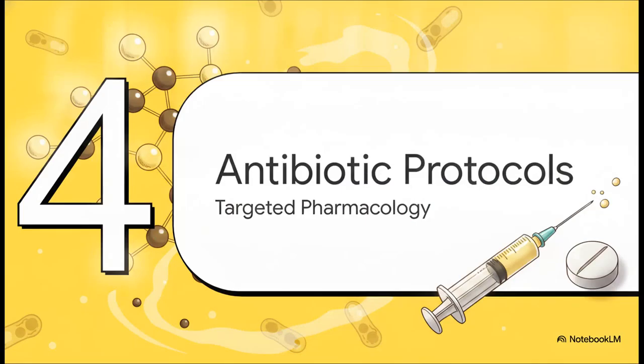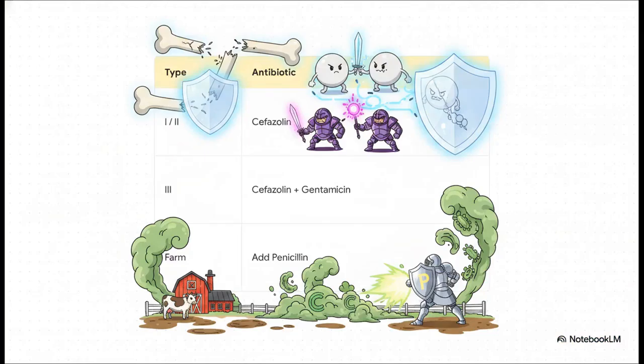Section 4. Targeted antibiotic protocols. So we've covered the anatomy of the injury. Now let's quickly pivot to the immediate medical management, focusing on targeted pharmacology. Let's see how this builds a perfectly escalated defense. For your milder Type 1 and Type 2 fractures, a reliable first-generation cephalosporin like cefazolin is your go-to. But once you hit the severe Type 3 categories, A, B, or C, you absolutely must add an aminoglycoside like gentamicin to that cefazolin. And definitely pay special attention to the bottom row here. If it's a farm injury or there's any fecal contamination, you've got to add penicillin specifically for Clostridium coverage.